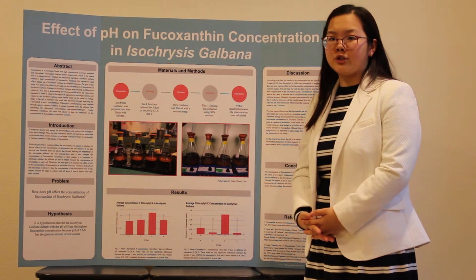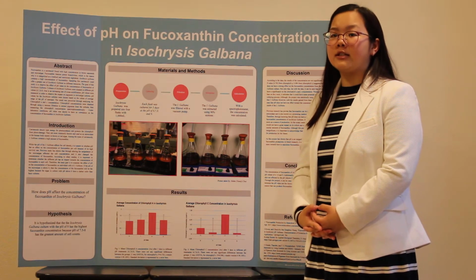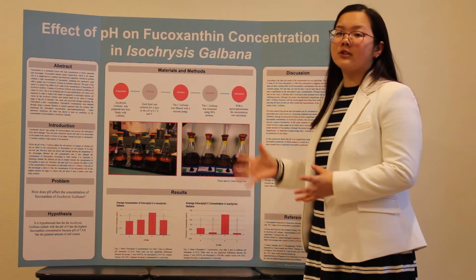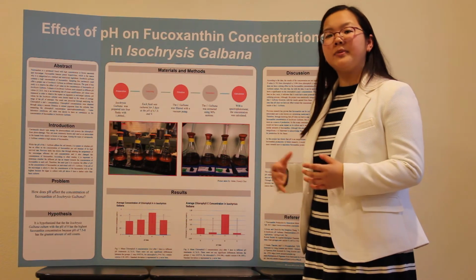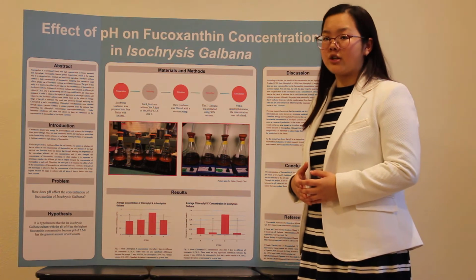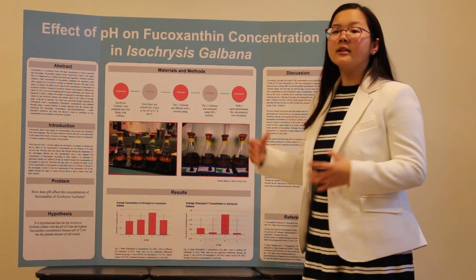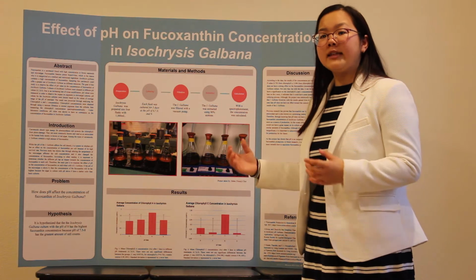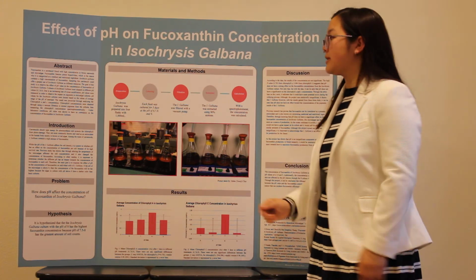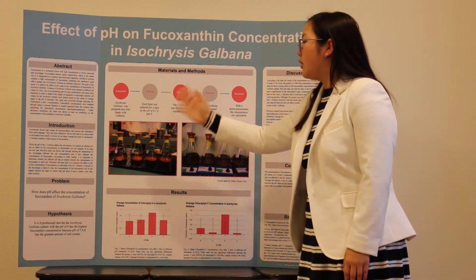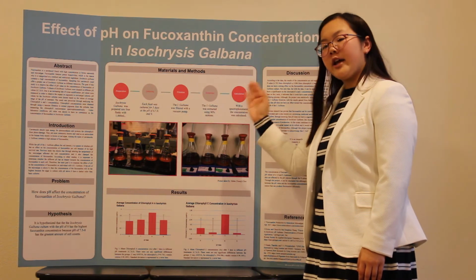From previous researchers about the optimal pH level of Isochrysis gabana, my hypothesis for this research project is that the culture with pH of 8 would have the highest concentration of fucoxanthin. The length of this project is 3 days, and this project is divided into 5 different steps. First, the preparation, culturing, filtration, extraction, and calculation.